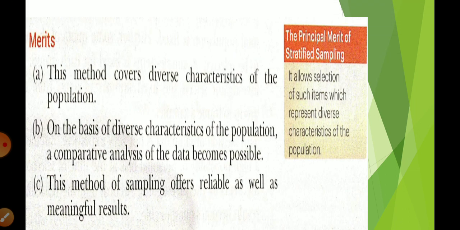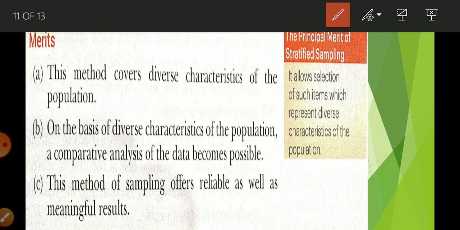Okay students, now the merit of this method. This method covers diverse characteristics of the population. When in the investigation area there are people with different characteristics, we can cover all of them. Suppose there is an investigation on how many students have submitted their fees, so we can make groups of students who belong to rural areas, who belong to urban areas, whose parents belong to government jobs, whose parents belong to private jobs. In this way we can make the division.